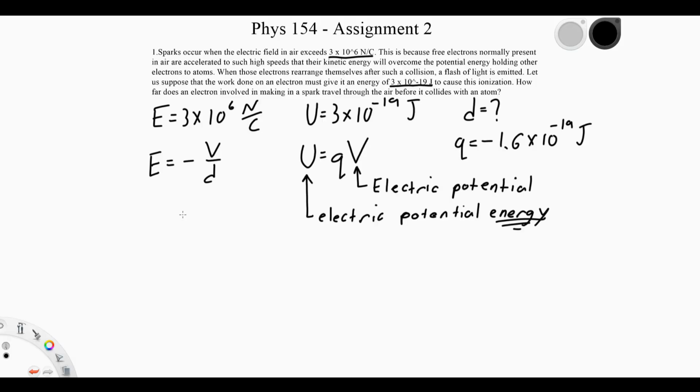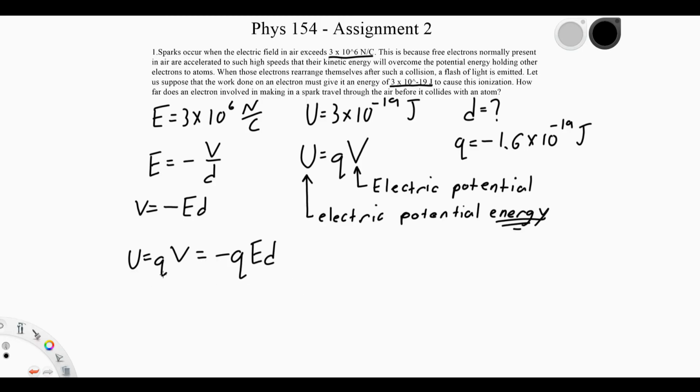We could plug the charge of an electron into the second equation, solve for the electric potential, and plug it back into this one. Instead, I would rather combine these two equations so that I only have to do one calculation at the end of the day. I'm going to take this first equation, E is equal to negative V over D, and solve for the electric potential by multiplying negative D over to the other side. This gets us the electric potential is equal to negative ED. Now we can plug this into the other equation: if we have U is equal to QV, we now have U is equal to negative QED.